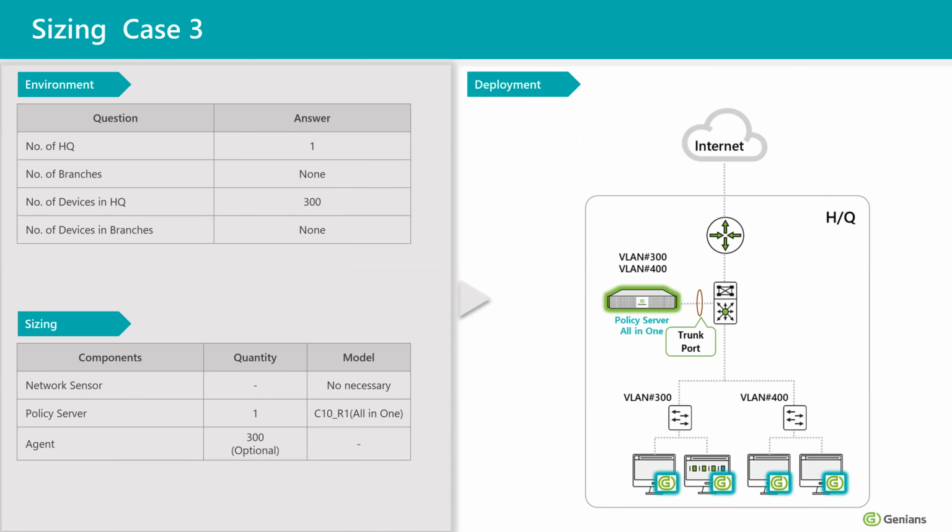Okay, let's look at the last scenario. This company environment is the case of the all-in-one. There are only 300 devices being managed now. So you can simply imagine the size, only C10 for the policy server, which can function as both the policy server and network sensor. You don't need to put a network sensor in this environment. It is just a simple case. Based on my experience, the skill of sizing improves as much as you try to do it.